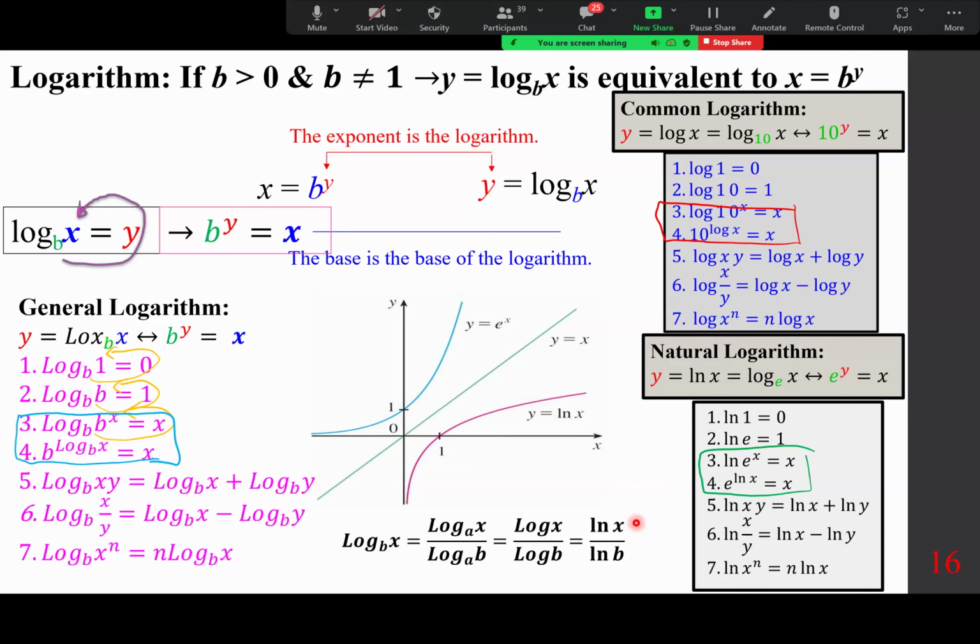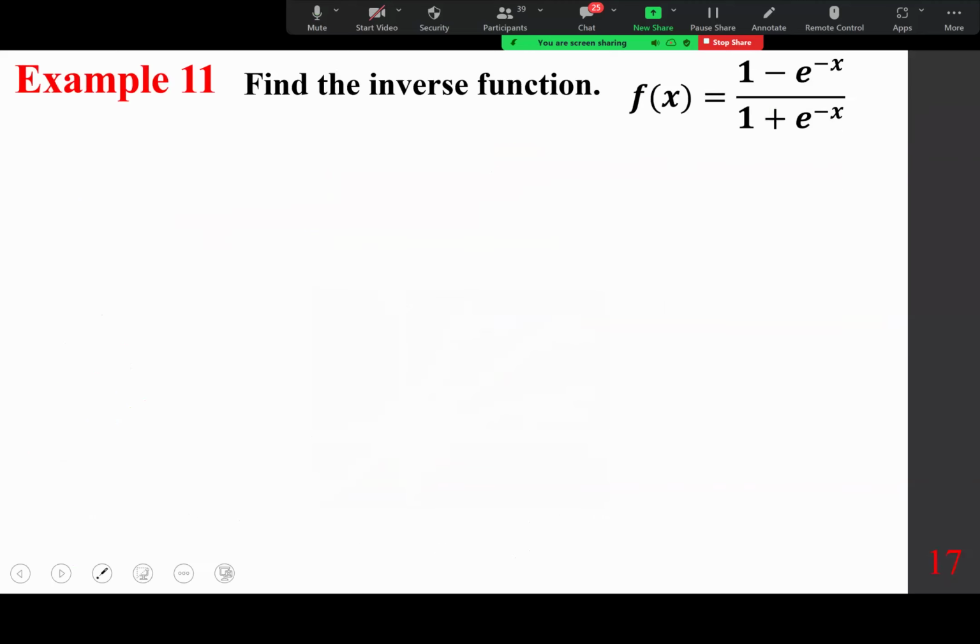So this page is the synopsis of information about logs. You want to make sure you go back to them to get comfortable.